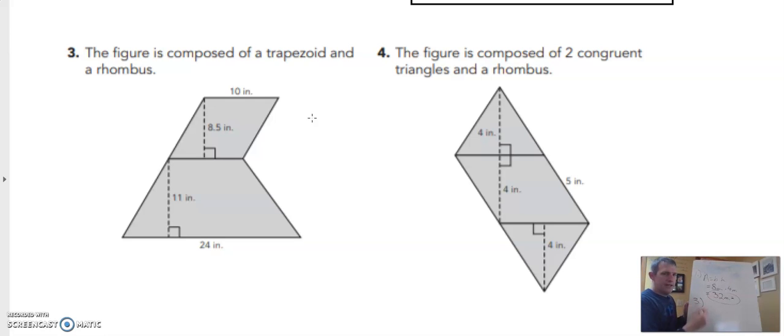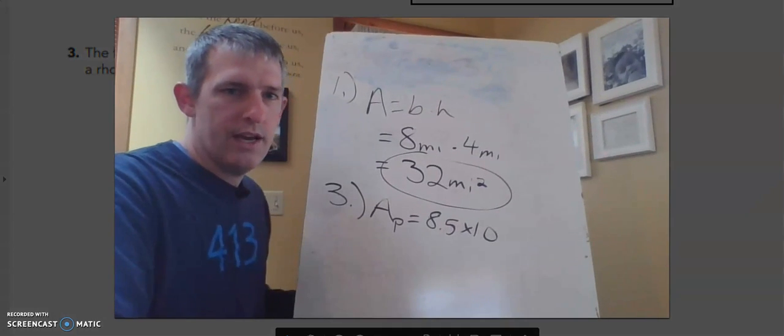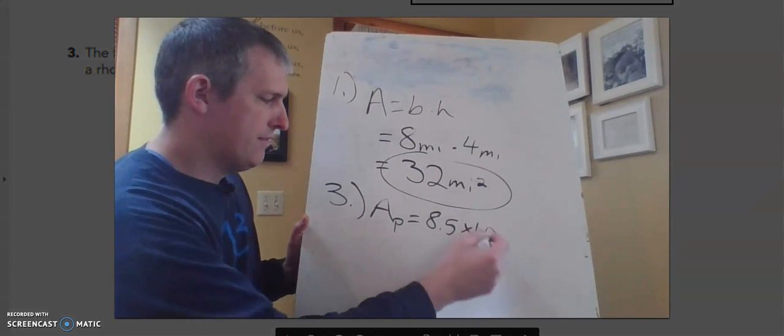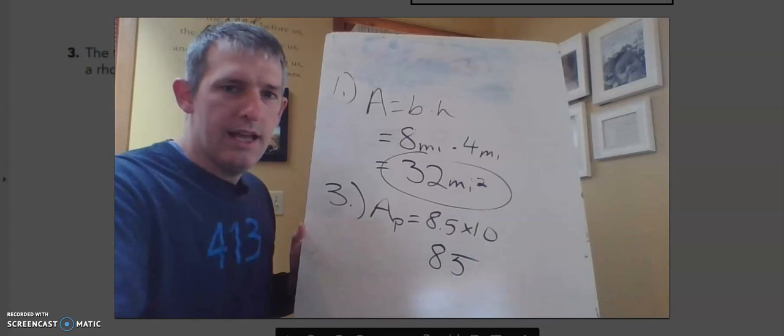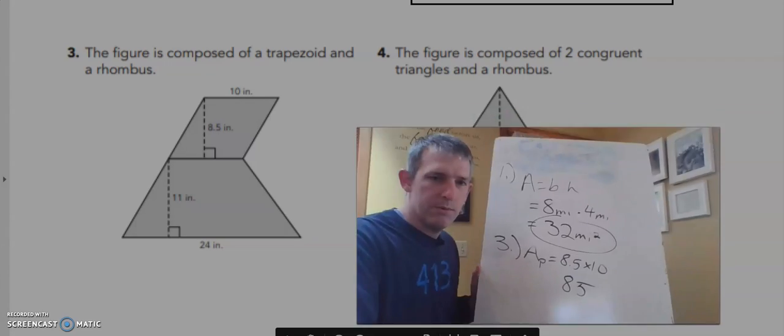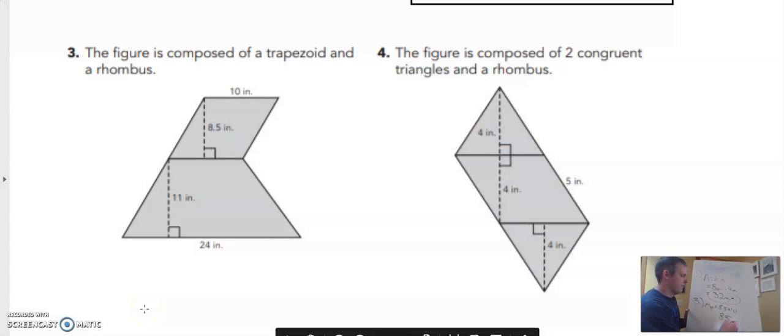Number 3 has 2 shapes in it, basically. If you cut this into 2 shapes, I see a parallelogram right up here. So we might want to say area of the parallelogram is base 8.5 times the height. Oops, I mixed those up. I'm so sorry. So the base is 10, right? And then the height is 8.5. So I do 8.5 times 10, which is 85. And that's going to be, I don't know what my label was, inches squared.